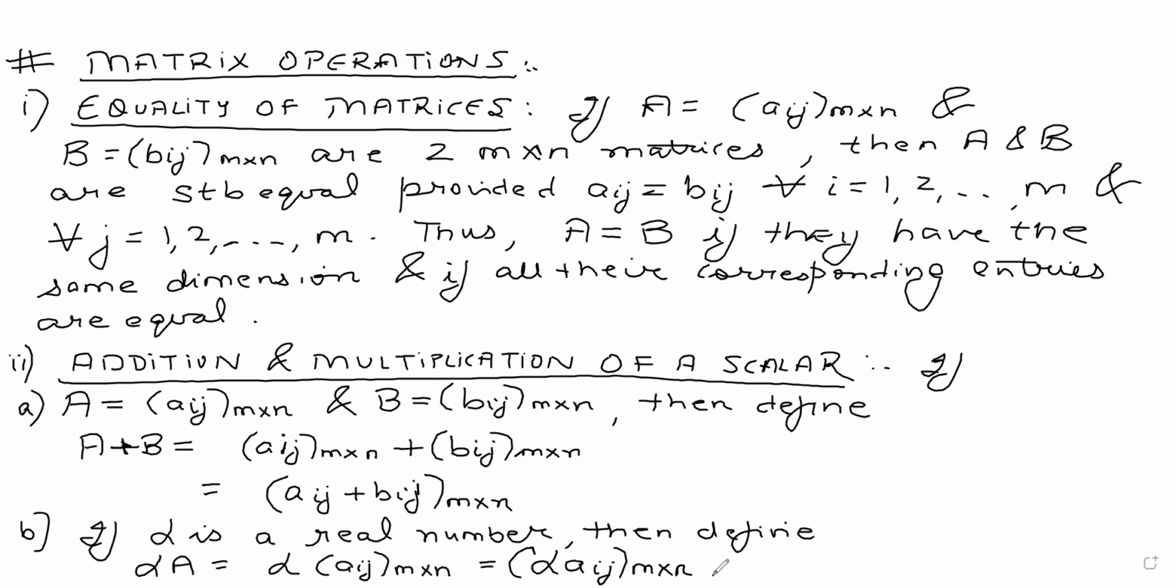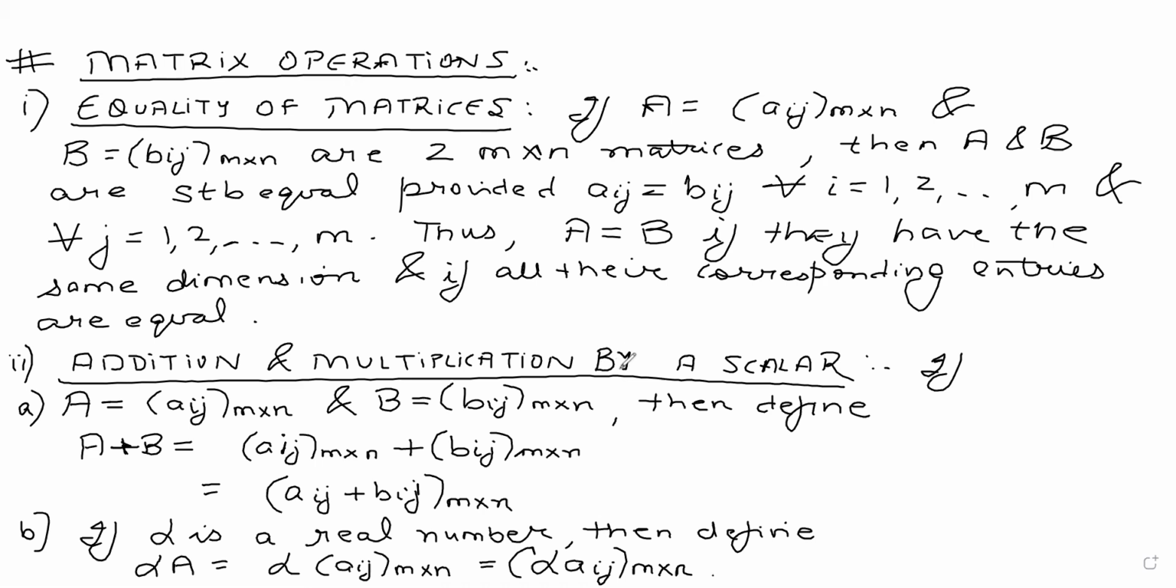So quickly revising with all students what you can see on your screen before I erase it. We have done two matrix operations till now. Equality of matrices: two matrices A and B are said to be equal if they have the same number of rows and columns and if all their corresponding entries are equal. Second matrix operation, addition and multiplication of the matrix by a scalar. Please correct it. This is addition and multiplication by a scalar.